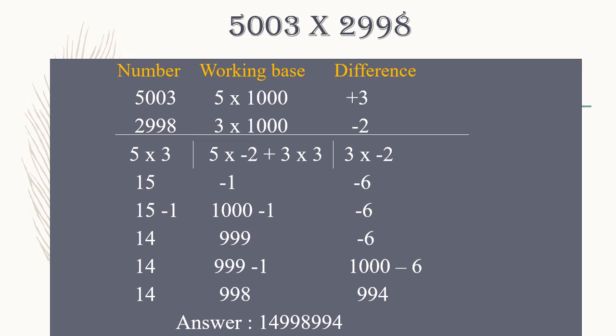Then we have to deal with minus 6 also. So what we need to do is subtract this 6 from 1000, because our base is 1000 here. Then it will be 994. But for that we have to subtract 1 from 999, so it becomes 998. And the complete answer would be 14998994. I hope it is clear to you.